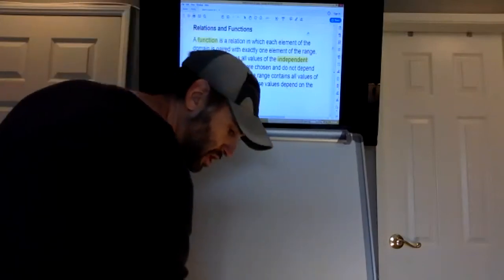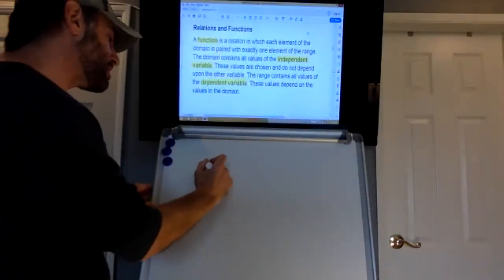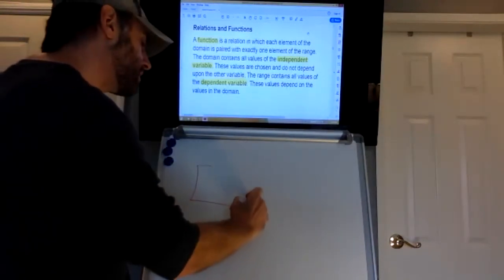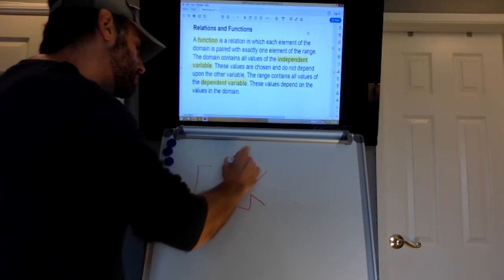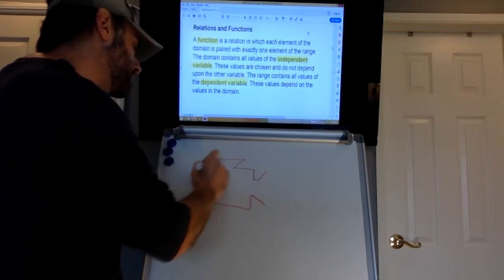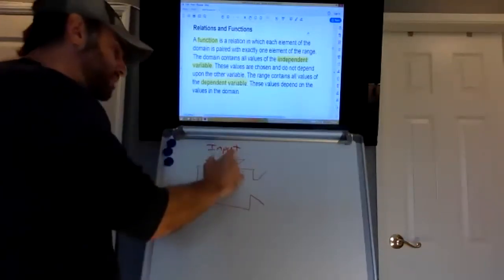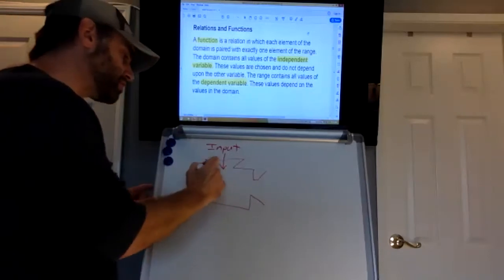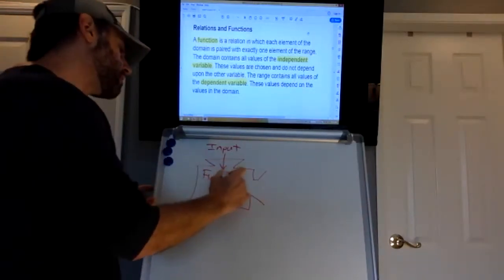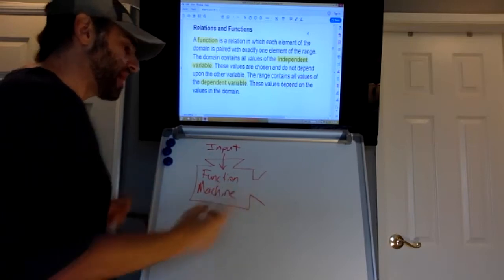I'm gonna draw a machine. Watch this. I'm gonna draw a machine. It's gonna be a weird looking machine. That's one weird looking machine. Okay, this is where my inputs go. My inputs go into, we'll call this the function machine. Old camera. I knew somebody was going to say it looks like a camera.